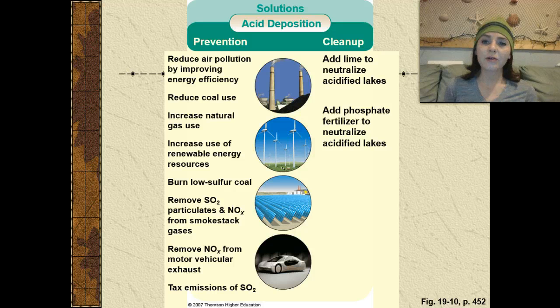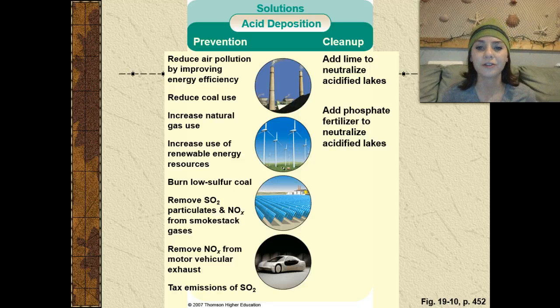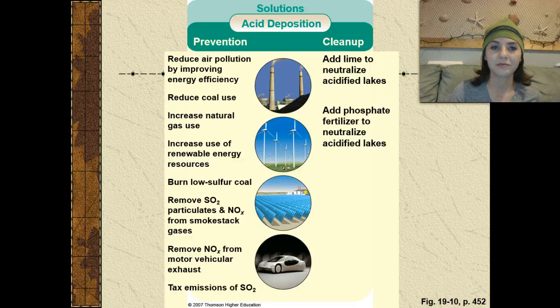As far as cleanup goes, we could add lime to neutralize acidified lakes, or we could add phosphate fertilizer to neutralize acidified lakes. Of those two, lime is a little bit more natural than trying to add a bunch of phosphate fertilizer, which again has its own problems with all of the different lives of plants and animals that it could affect.